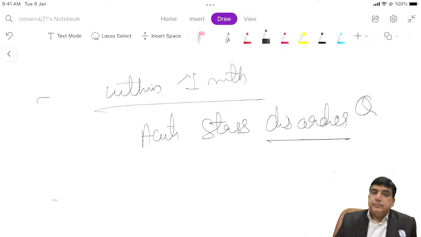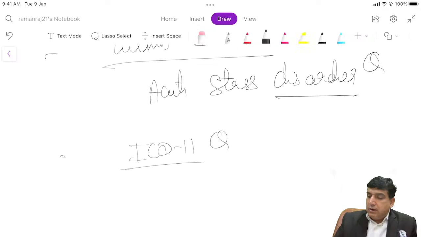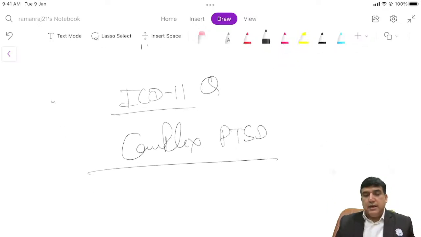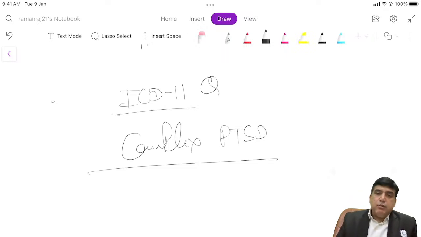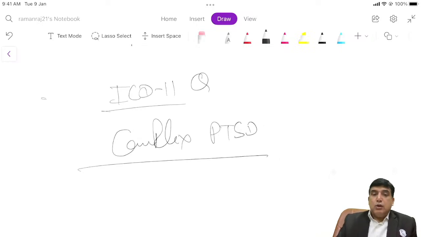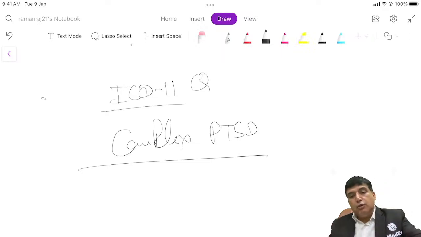In ICD 11, for the first time we have used one term: complex PTSD. That you have to remember. Complex PTSD is when the patient has repetitive traumatic events like slavery, or sexual or physical abuse, and because of that the person has emotional numbing, doesn't feel emotions, and has depressive symptoms. We call it complex PTSD. So for the first time in ICD 11 we have used the term complex PTSD.